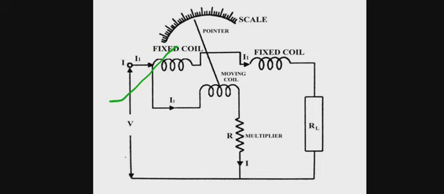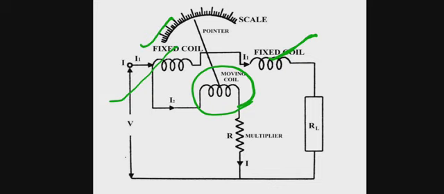When current flows through the fixed coil, it produces a magnetic field whose flux density is proportional to the current through the fixed coil. The moving coil is kept in between the fixed coils. This is one fixed coil, this is another fixed coil, and here the moving coil is placed.